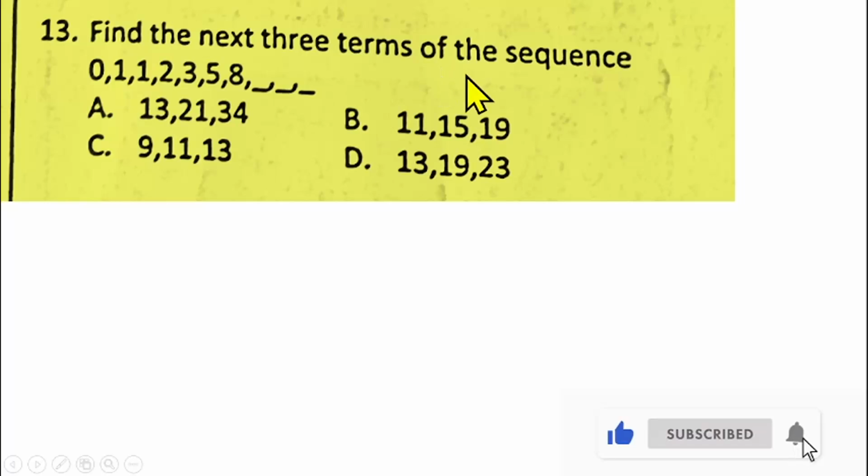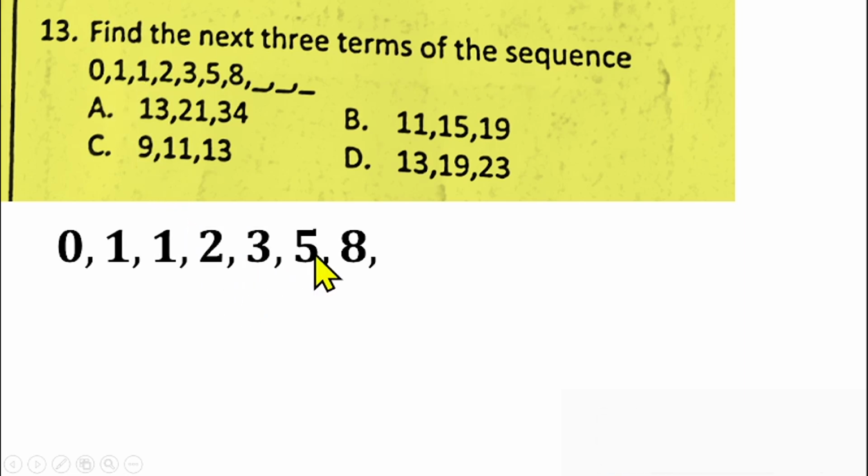Then the next question is from sequence. You have to find the next 3 terms of the sequence: 0, 1, 1, 2, 3, 5, 8. The first thing to know is the pattern by which this sequence is gotten, or how they got this sequence. Let's verify. 0 plus 1 will give us 1. Then 1 plus 1 will give us 2. Then 1 plus 2 will give us 3. Then 2 plus 3 will give us 5. 3 plus 5 will give us 8.